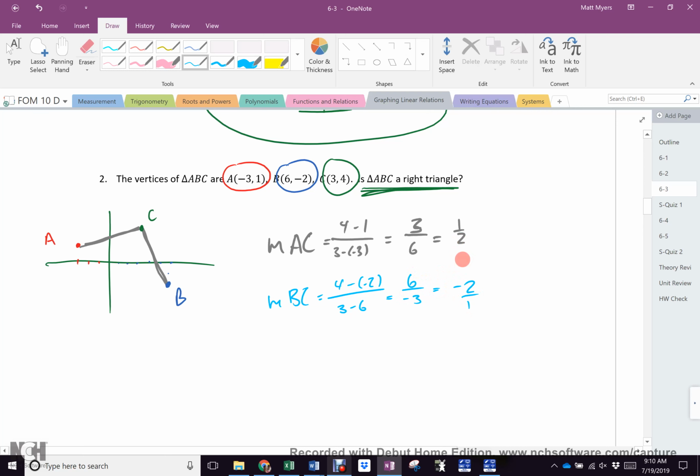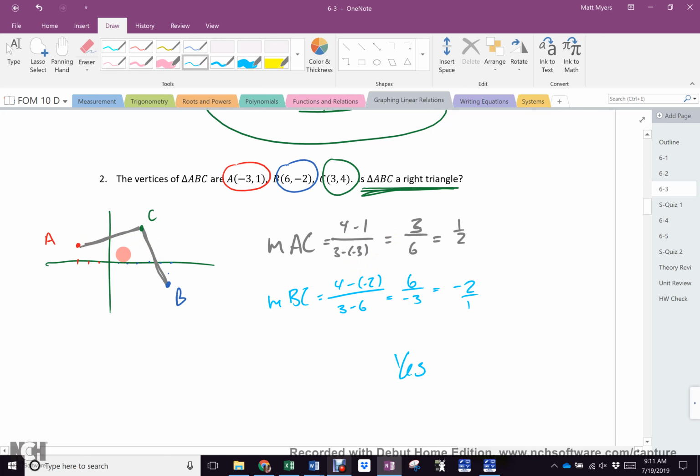Are these reciprocals of each other? Is one negative? So is this 90 degrees? So is this a right triangle? Yes. Now, Mr. Myers, I can never remember how to do the algebra. I just can't.